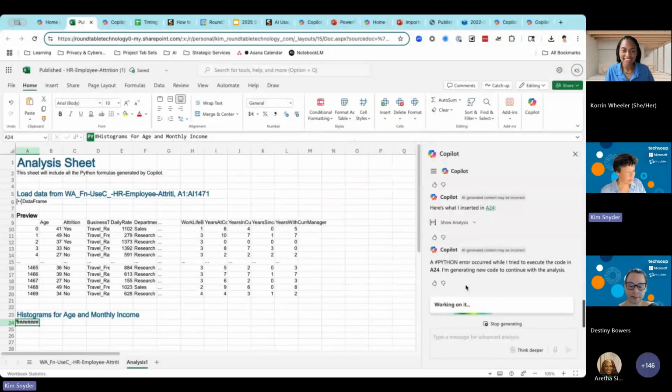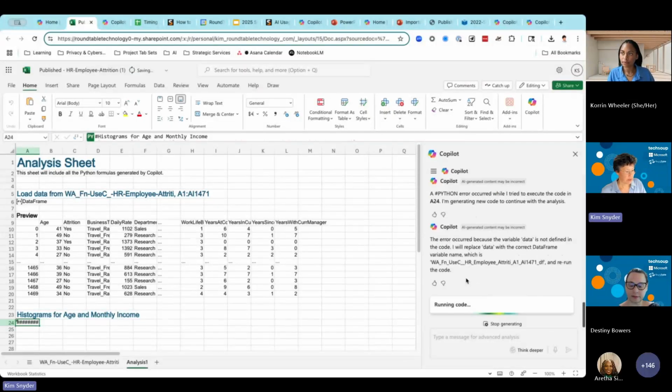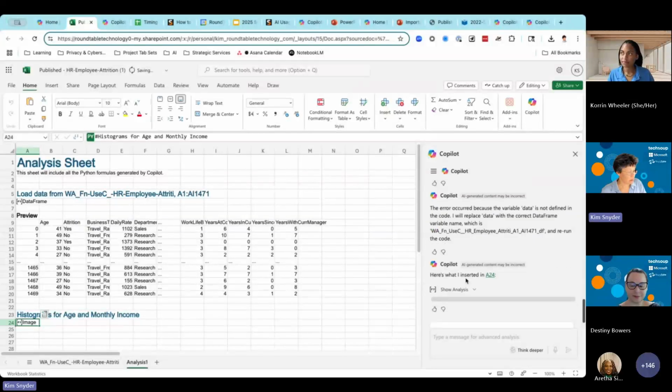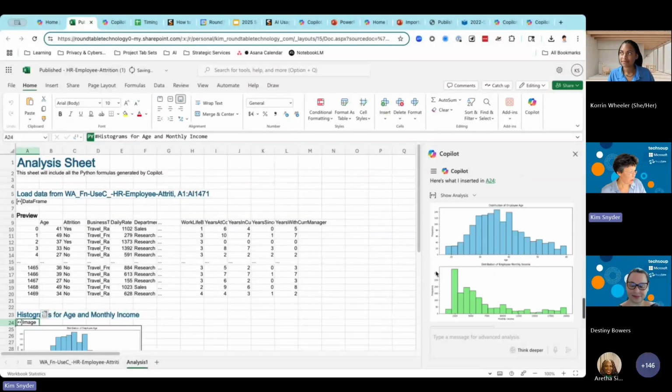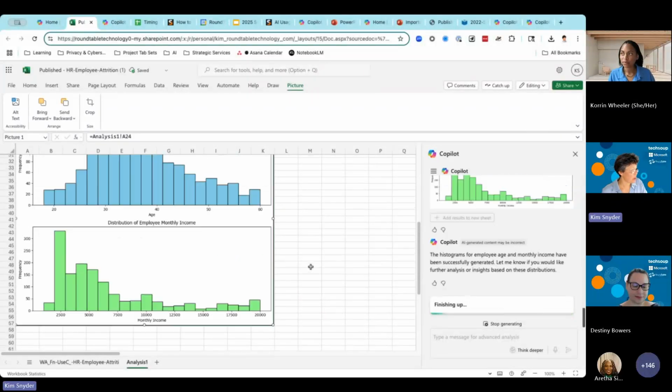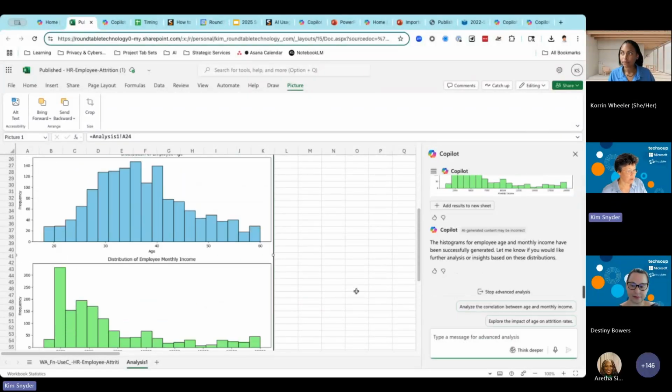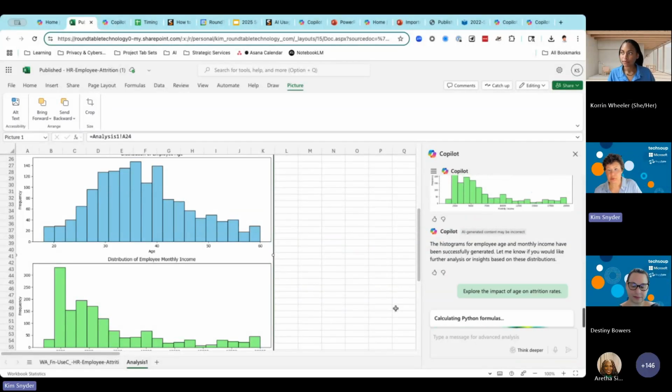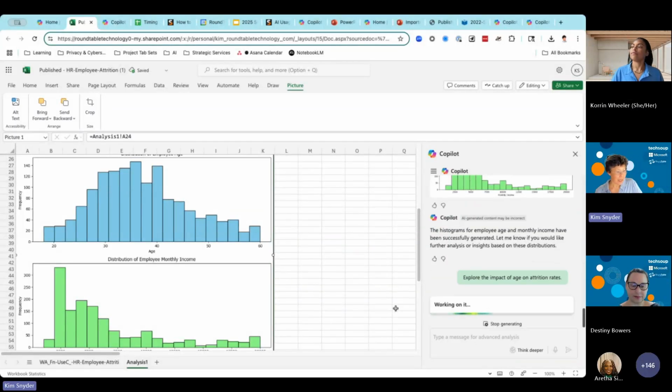It's generating new code. Let's see if it corrects its own mistake. I should have asked it for that other thing. Whoops. Okay. Not bad, right? Because I'm just doing exploratory analysis of this huge data set. Explore the impact of age on attrition rates. Again, so these are the types of things you can do with these tools, and they do get better and better all the time.